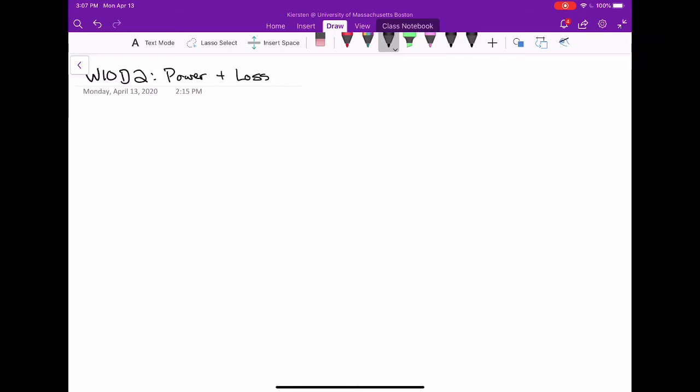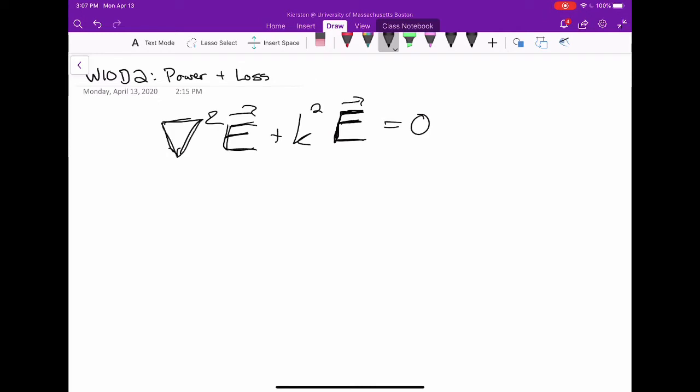We're going to continue talking about electromagnetic waves by considering today how do electromagnetic waves carry power and how do lossy materials affect them. So let's start with the lossy material stuff. Last time we came up with this wave equation, the Laplacian of the electric field plus the wave number squared times the electric field is equal to 0.